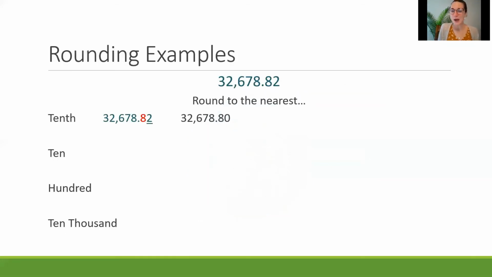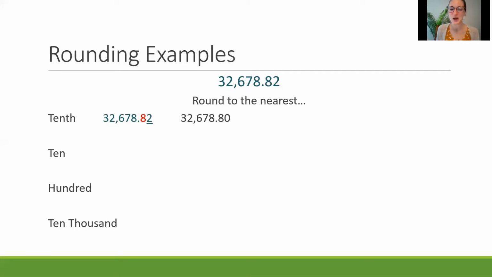Now let's look at some rounding examples. So we're going to take the number 32,678 and 82 hundredths, and we're going to round it to different values. So let's first round it to the nearest 10th. So you'll see the 10th place is in red there, the number 8, and underlined next to it and to its right is the number 2. So remember, we're going to use the number to the right to figure out how we should round the number that we want to round to, the place value we'd like to round to.